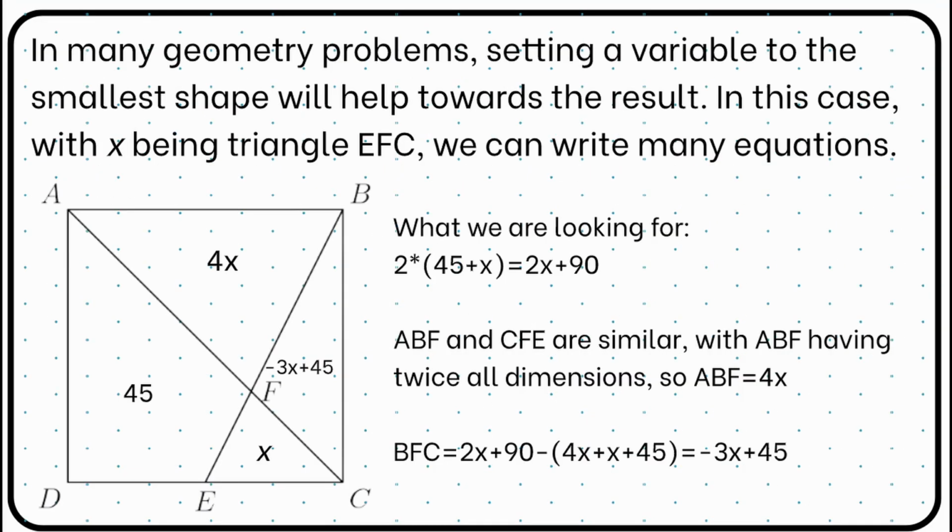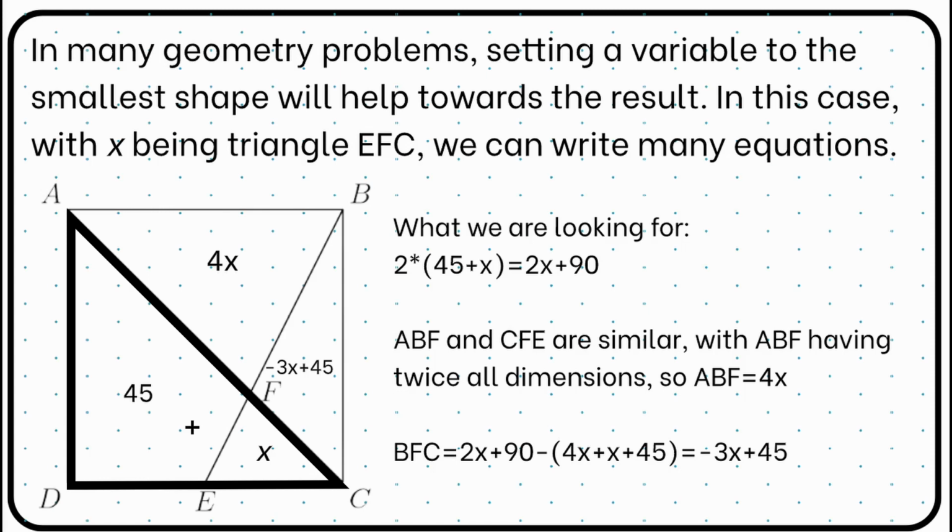In many geometry problems, setting a variable to the smallest shape will help towards the result. In this case, with x being triangle ESC, we can write many equations. So, if we add quadrilateral AFED and triangle EFC, we get 45 plus x. This is exactly half of the square ABCD. Now, if we multiply that by 2, the area of the square is 2x plus 90.